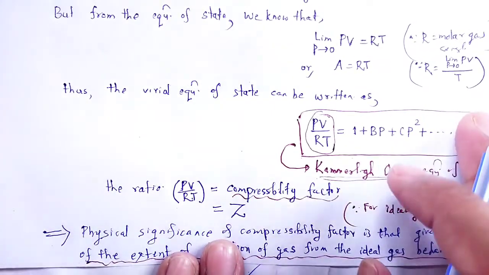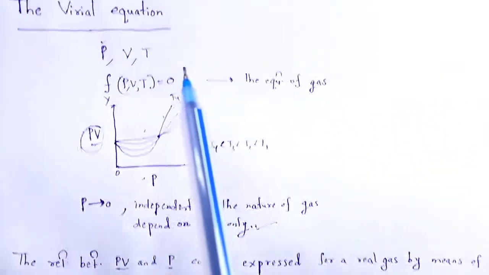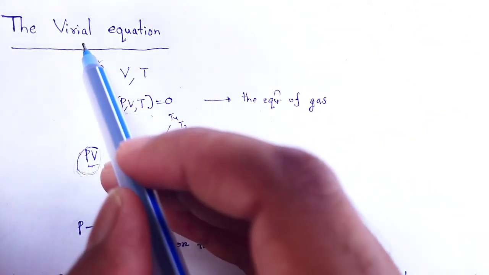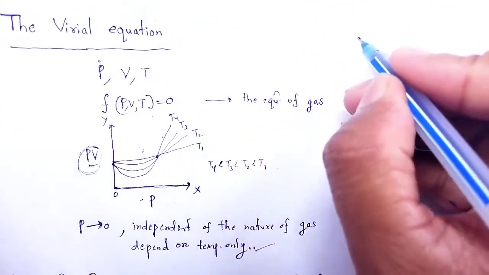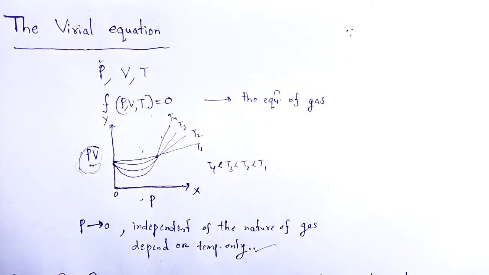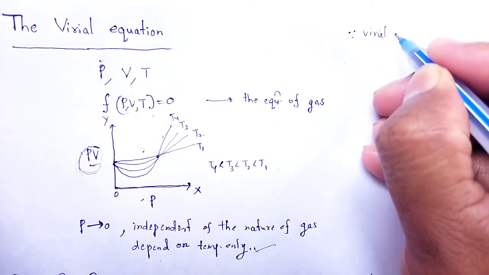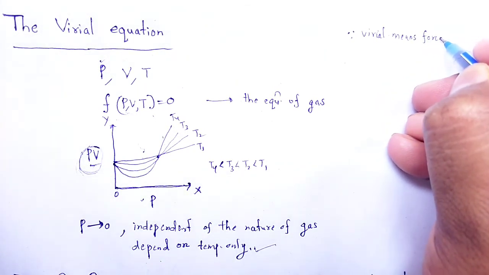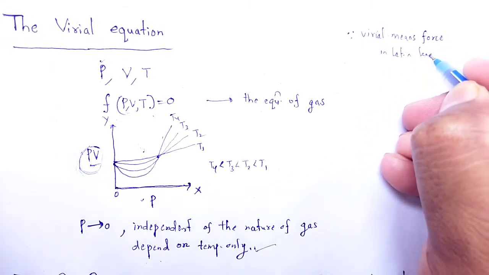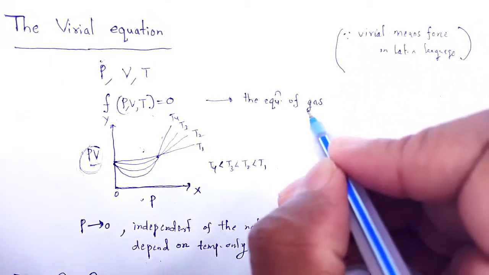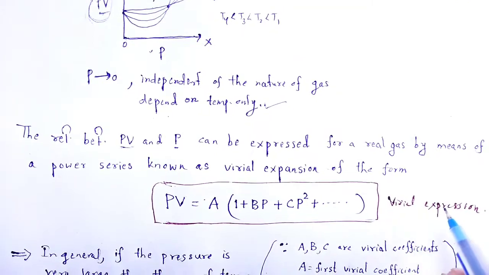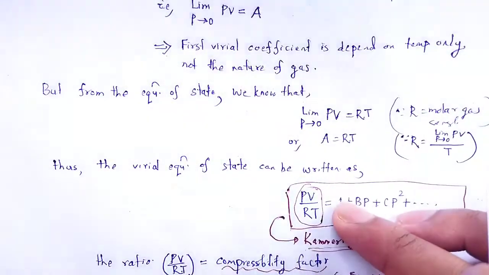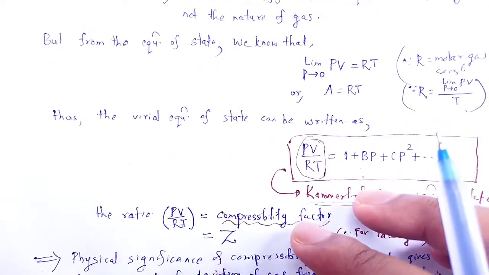So with the help of this visual exercise we understand what the virial equation is. Remember a point here: the word virial is derived from the Latin language, where virial means force. We covered the virial equation, the virial expansion, how that is related to the temperature, and finally the expression PV by RT, that is the compressibility factor, and its physical significance.